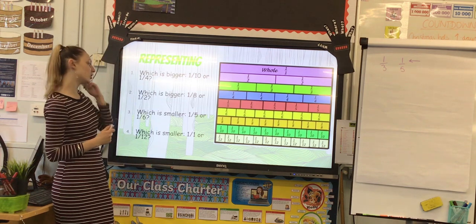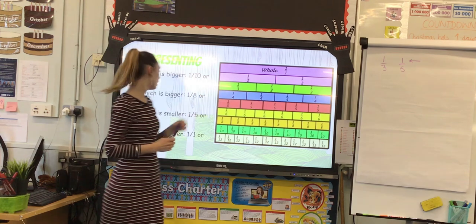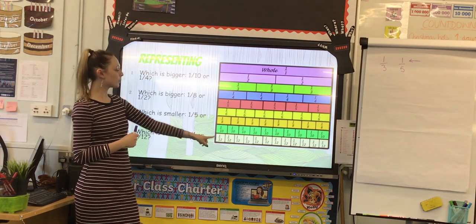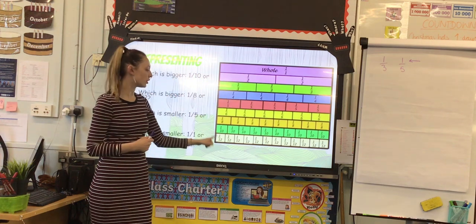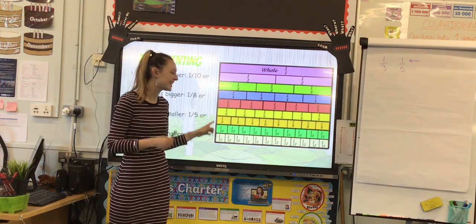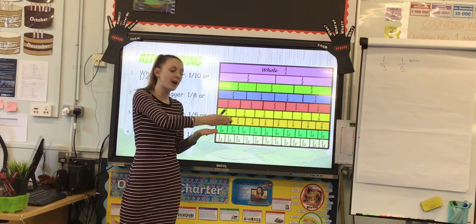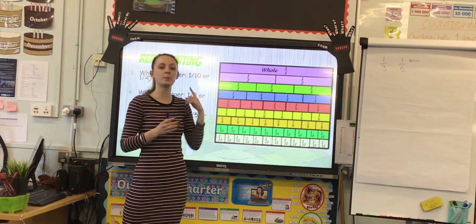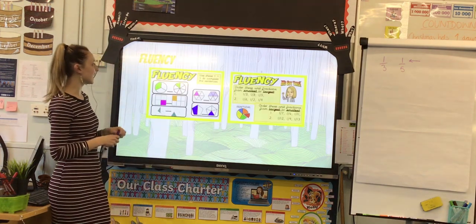And then the last one, which is smaller? 1/2 or 1/12? Which one's smaller, 1/2 or 1/12? Of course, it's 1/12. My whole has been split into 12 pieces. My cake has got 12 slices to it now, instead of just being an entire cake. So let's move on to our fluency tasks then.